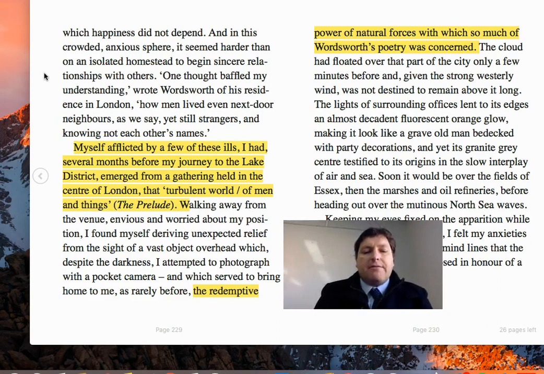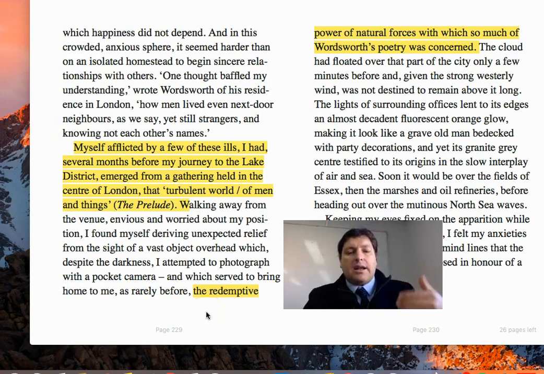Down a bit further, "the redemptive power of natural forces with which so much of Wordsworth's poetry was concerned." We have here, he's talking about coming across this cloud. "I attempted to photograph this cloud because it is the very essence of Wordsworth's work," and the fact that we have nature and the natural environment creating a redemptive power.